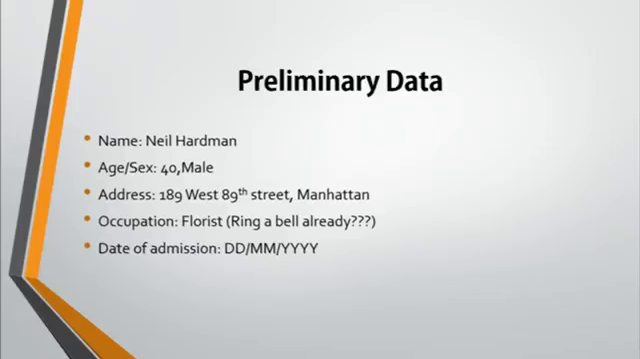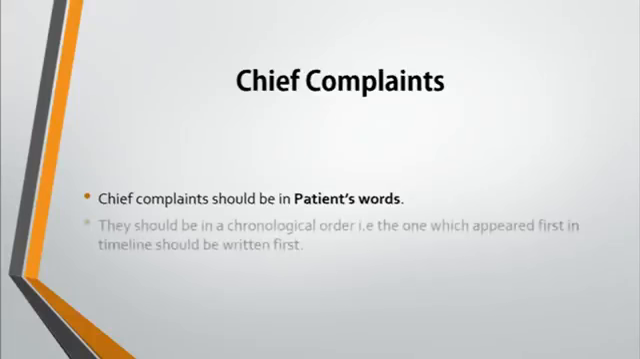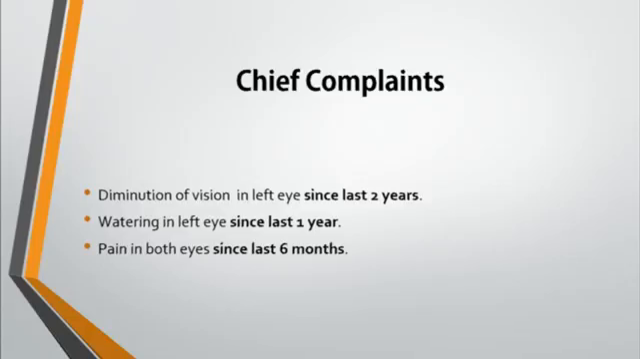That's the importance of occupation in history. Date of admission. Chief complaints. Chief complaints should be in patient's words. They should be in a chronological order, that is, the one which appeared first in timeline should be written first. For example, diminution of vision in left eye since last 2 years. Watering in left eye since last 1 year. Pain in both eyes since last 6 months.